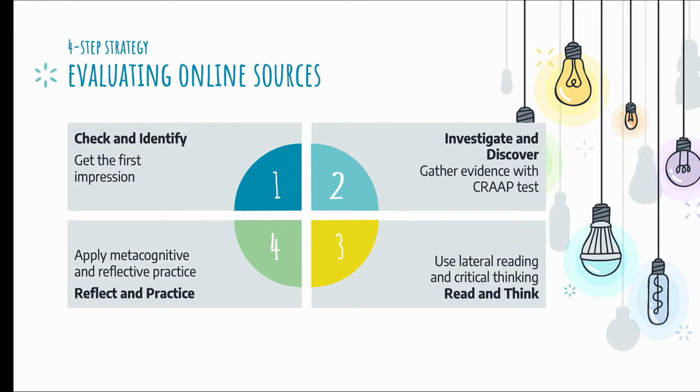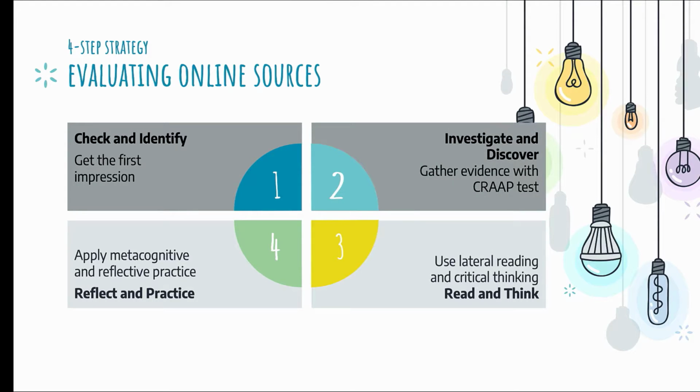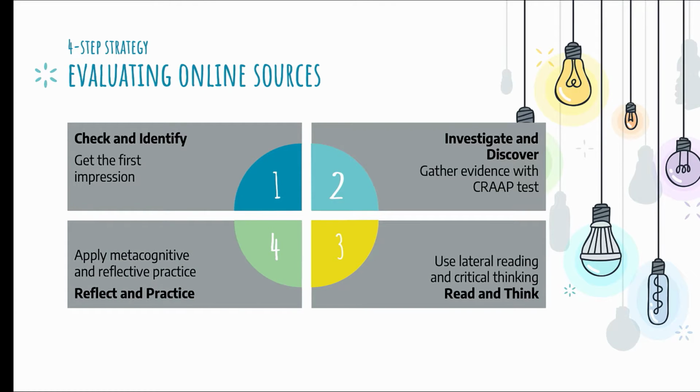We will start by checking and identifying key quality indicators to get our first impression. Then we will follow the clues to investigate and discover more evidence. Next, we will read laterally and think critically about the content. And finally, we will reflect on our own biases and assumptions and practice what we learn.